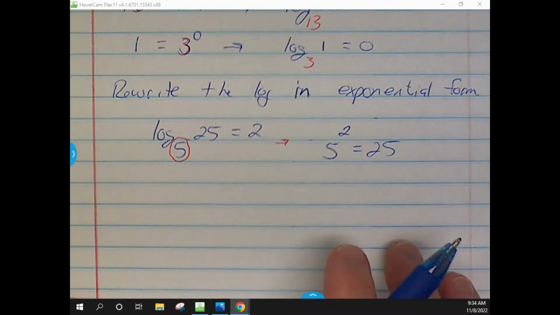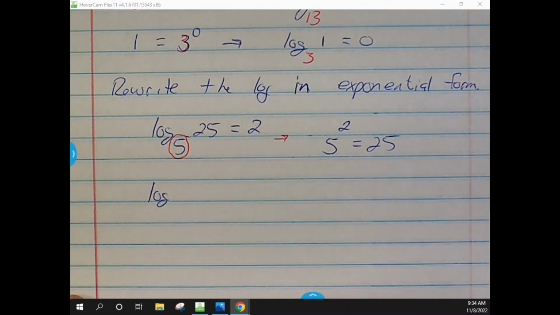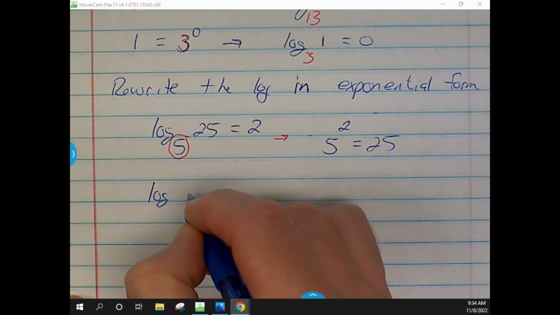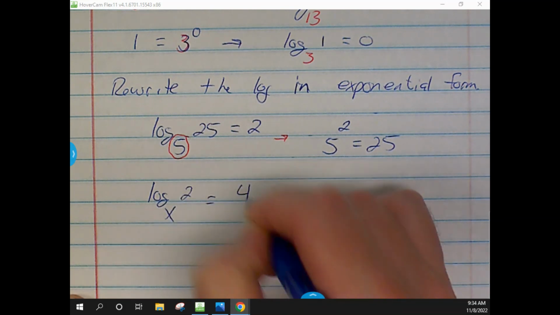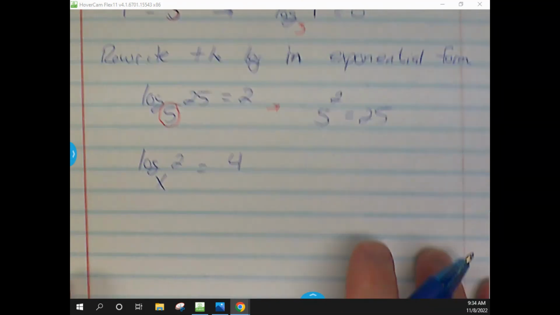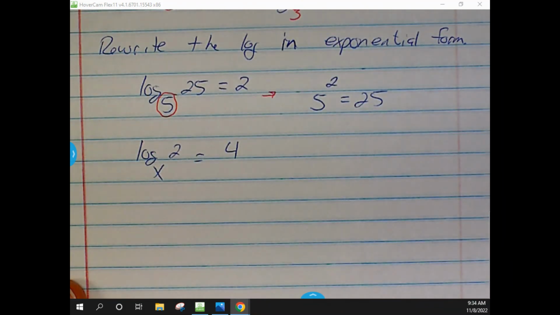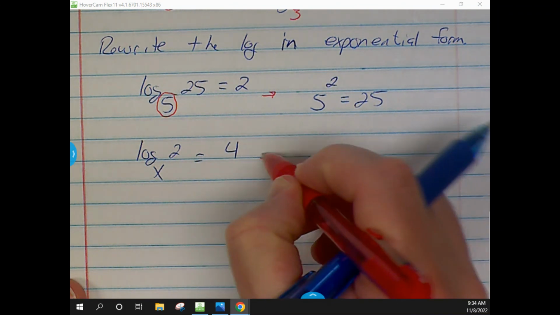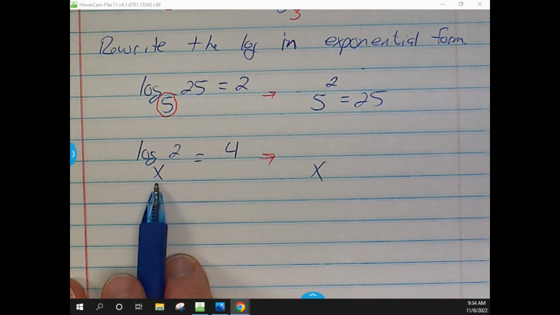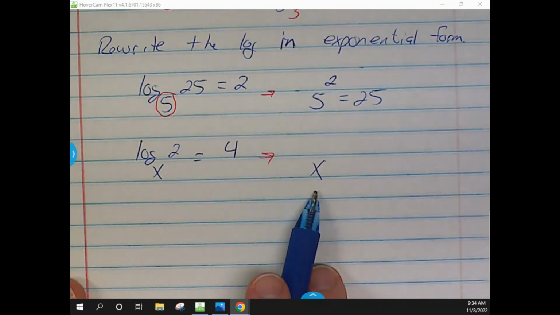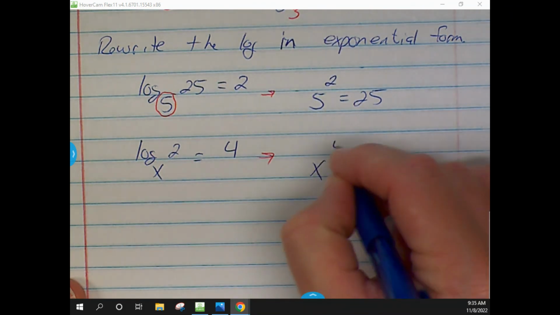Okay, let's throw a couple of variables in there, just to make sure we're okay. Let's go log of 2 base x equals 4. Or log base x of 2 equals 4. Okay, again, base is easy, because the base is on the bottom, and then you just switch these two numbers.